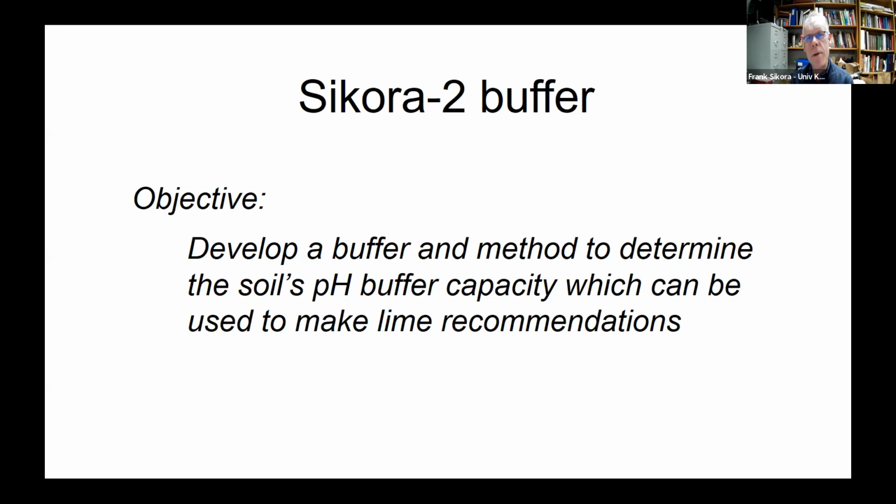The Sikora 2 buffer looked at it a little bit more with respect to the lime recommendation that we would make based on the buffer results. And the objective of this work was to develop a buffer and a method to determine the soil's pH buffer capacity, which can be used to make lime recommendations. So the soil's pH buffer capacity are the important words here in this objective.